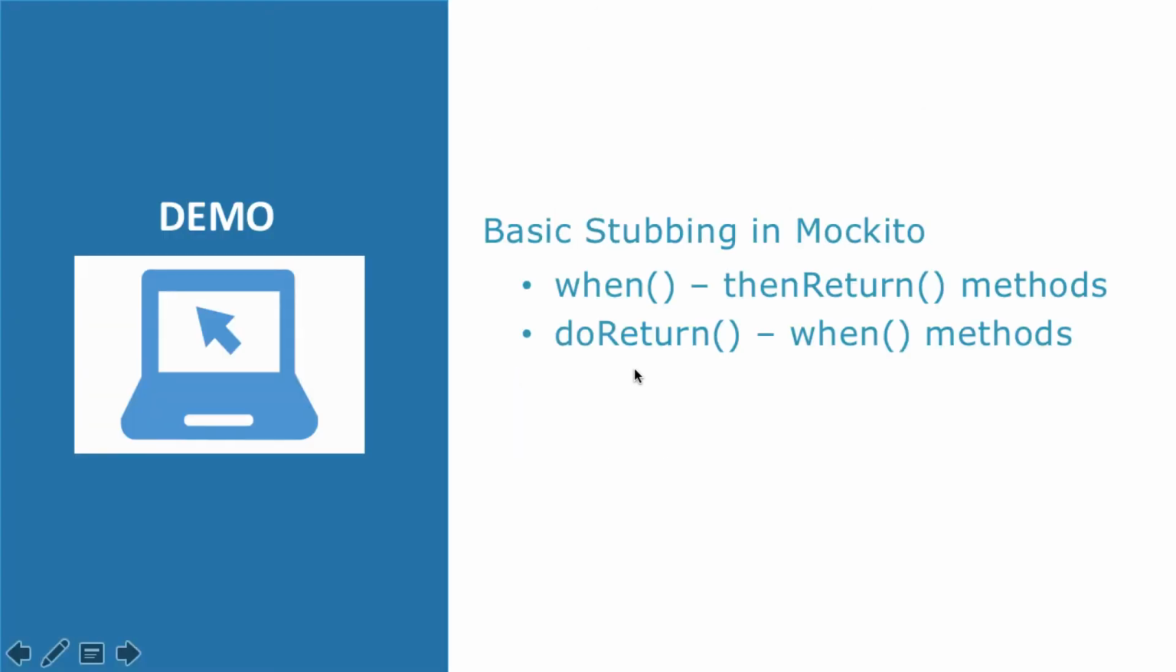So let's go to IntelliJ and see how we can perform basic stubbing in Mockito. First we will see the when thenReturn methods, and then we'll see the doReturn when methods.